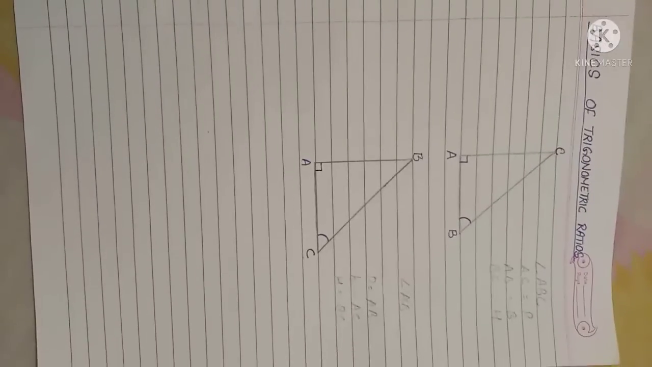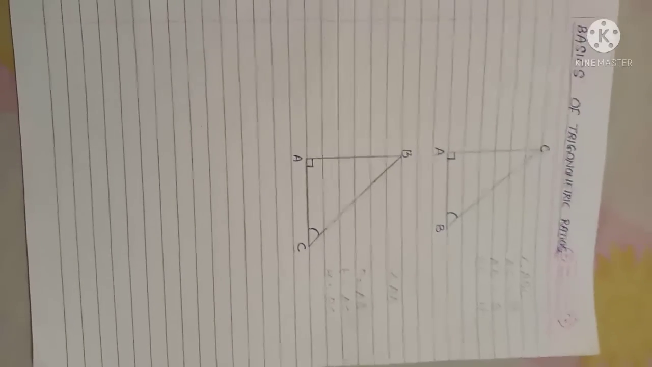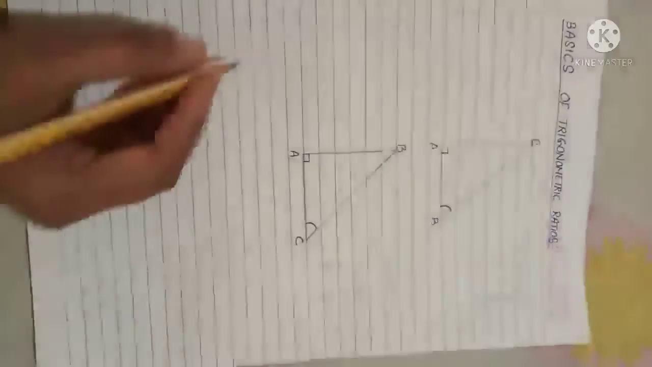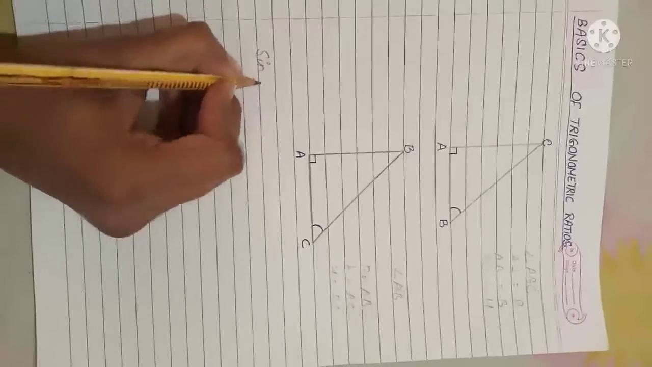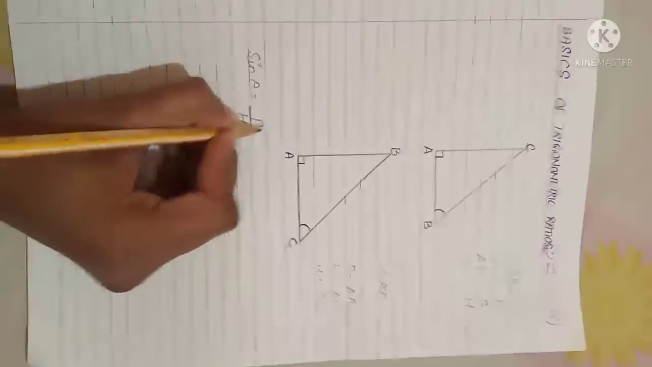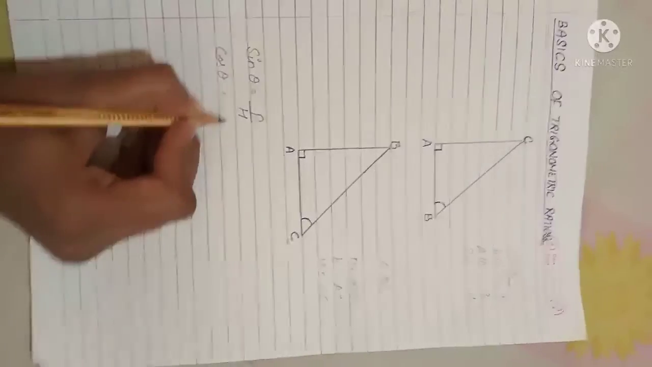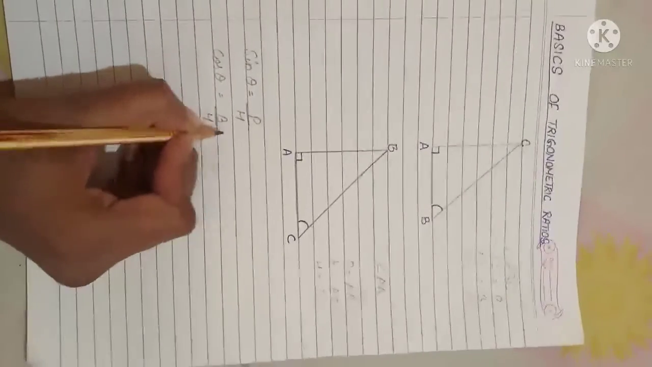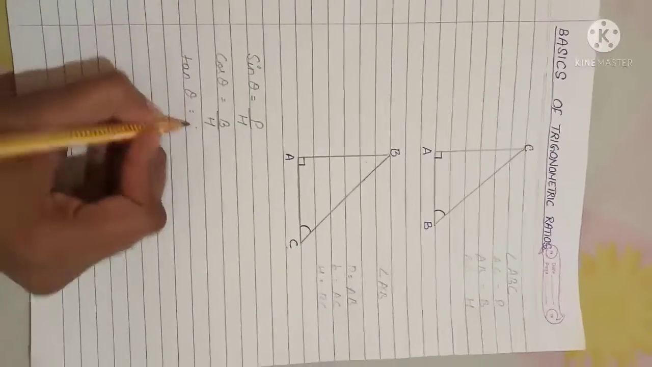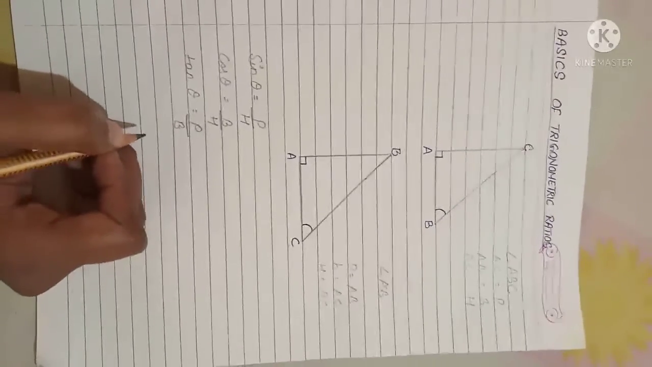Now, let's shift our gravity towards defining certain ratios involving sides of a right angle triangle. Let me tell you, these ratios will express the relationship between the angle and the length of its side. So the very first one we have is sine theta. Sine theta can be expressed as P by H, where P is the perpendicular and H is the hypotenuse. Cos theta is equal to B by H, where B is the base and H is the hypotenuse. Tan theta is equal to P by B, where P is the perpendicular and B is the base.